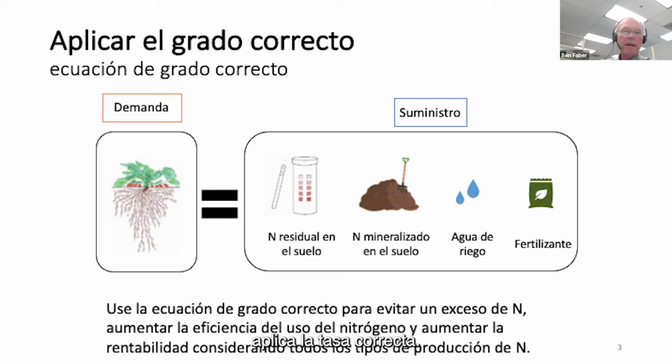So applying the right rate. So this is basically looking at what is the demand and supplying that demand. This demand is coming from what's in the soil, what's being released by the soil from organic matter, what's being applied through irrigation water, and what we apply through fertilizer. So one of the things to remember along the coast is we have primarily water that's sourced from wells, and this water often has nitrogen as one of the components of the salts that are in that water.